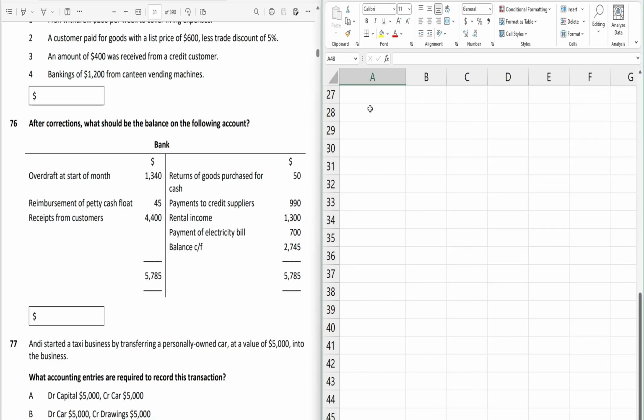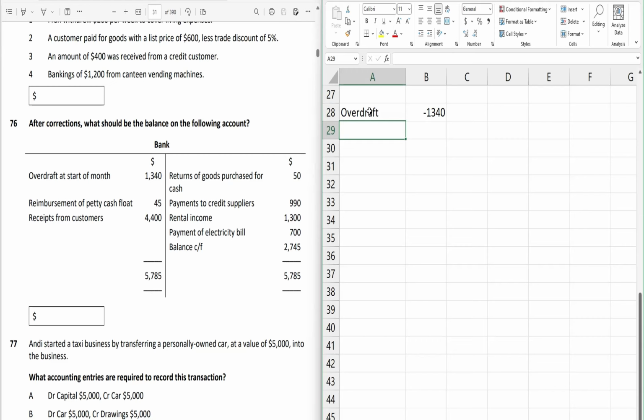So the first mistake they made is, our opening bank balance is always on the debit side, right? But overdraft means you have a negative bank balance, so the opening balance is negative, which means it will be on the credit side. So we will simply take the overdraft on the credit side, 1340.